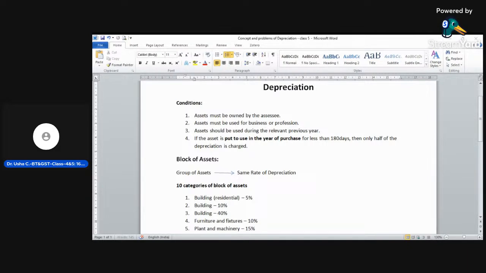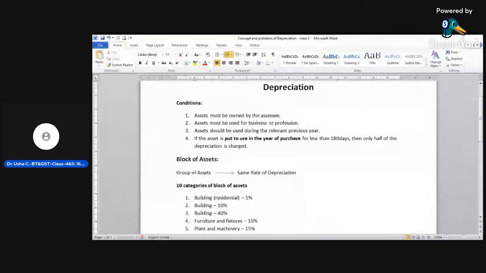If it is used for more than 180 days, then the full rate of depreciation, like 5%, 10%, 15%, 40%, whatever, based on the block of asset, we can charge. But if the asset is not put to use for at least 180 days, then the depreciation will not be charged in full. Only 50% of the depreciation is charged. This is very important, you should keep in your mind.